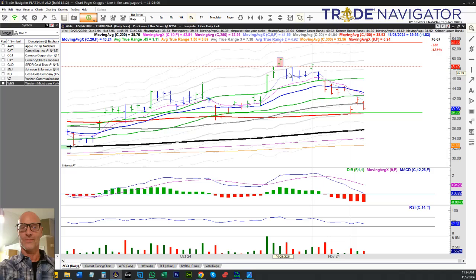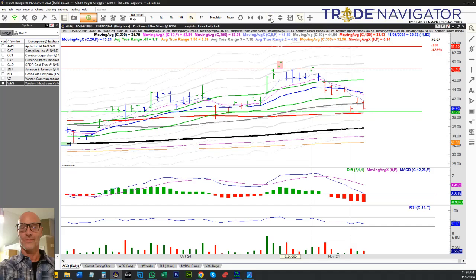Now I waited to get short when it came back to the bottom of the abandoned baby. When you have an abandoned baby that goes up and down, I generally don't short there. Sometimes I miss it and it just keeps going down, but I wait for it to get back up to the bottom of the abandoned baby. So I did get short here at 48.40. Again, this is an either-or. I'm either going to hit my 2 ATR stop or I'm going to hit my 4 ATR profit target.